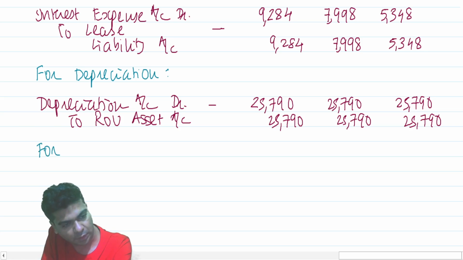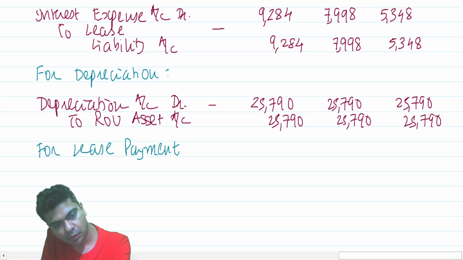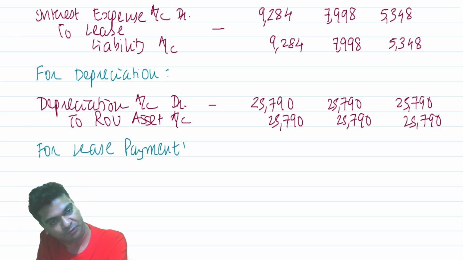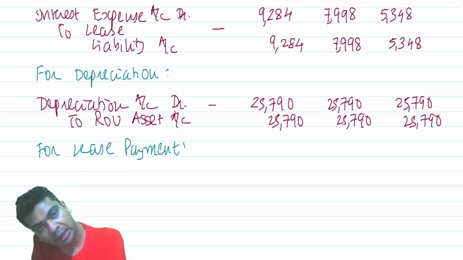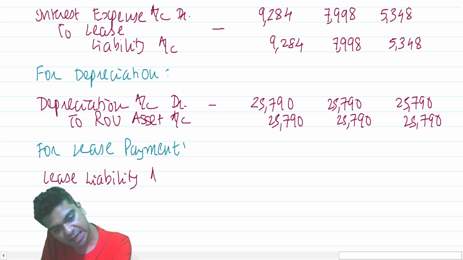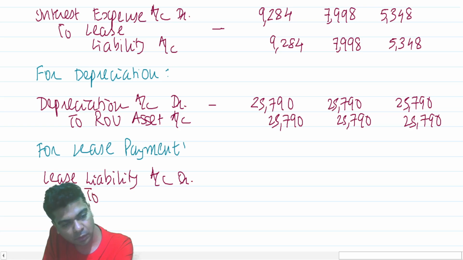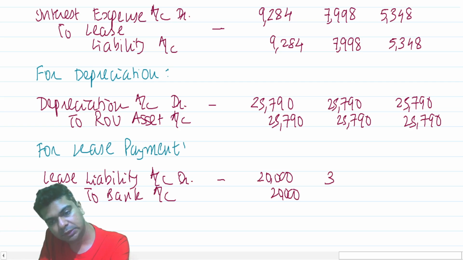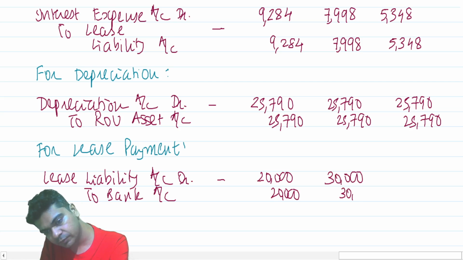Then for lease payment, we have agreed to pay 20,000, 30,000, 50,000. So an accounting entry for the same. These payments will reduce our lease liability. So lease liability account debit to bank account. First year we are paying 20,000. Second year 30,000. Third year 50,000.